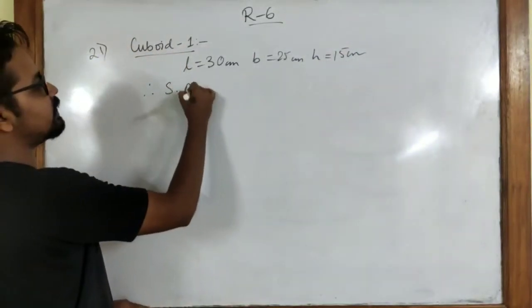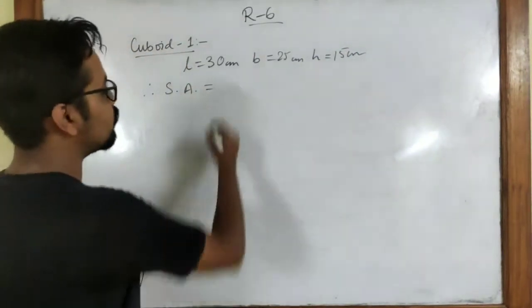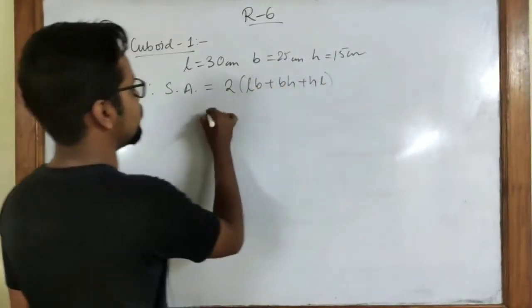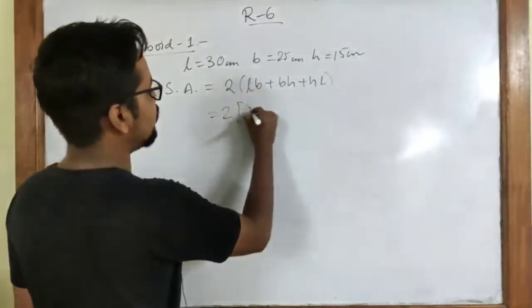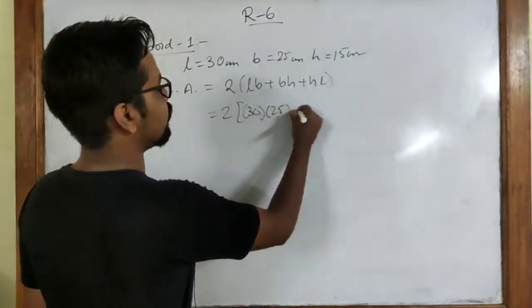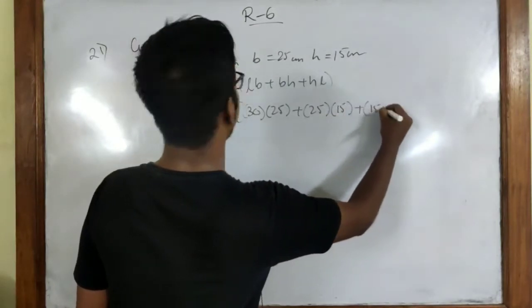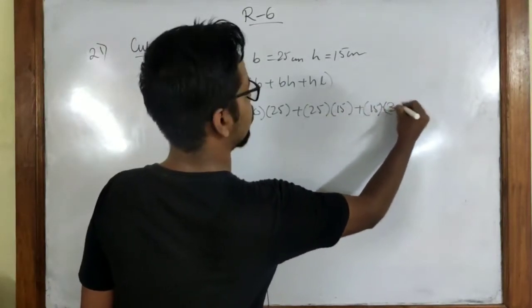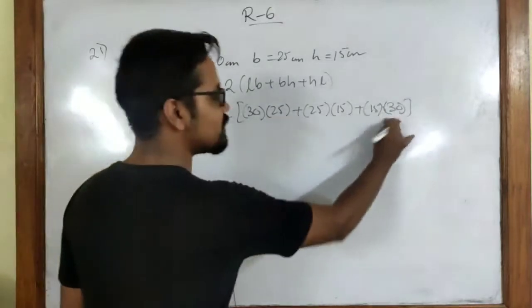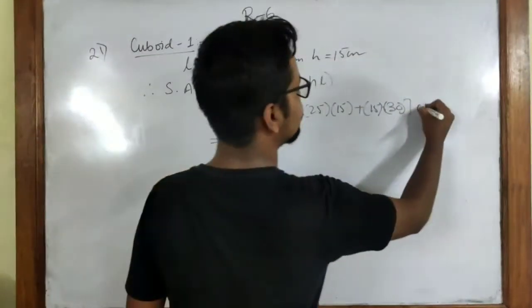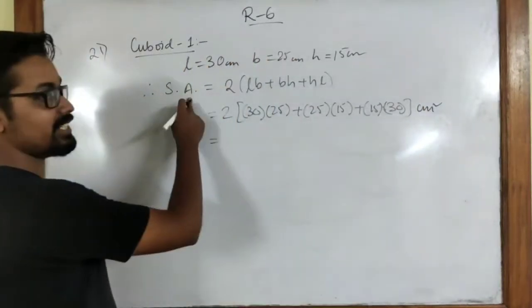Therefore what will be the surface area? Surface area formula is 2 into (LB plus BH plus HL). So LB means 30 into 25 plus 25 into 15 plus 15 into 30. This will be all centimeter, so it will be centimeter square because it is surface area.